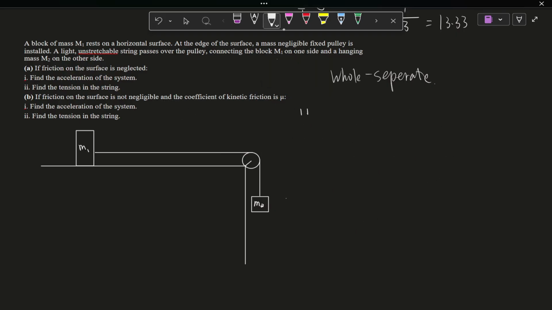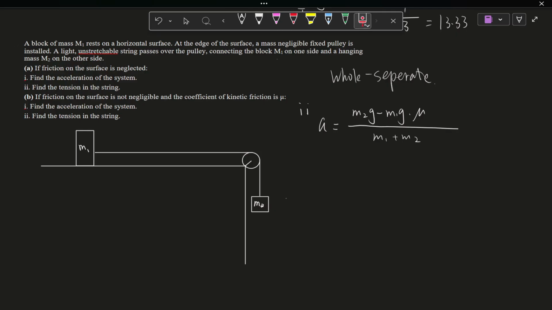Now, second part. Find the tension in the string. For the first part, we already got a is equal to, if I remember correctly, m2g minus m1g times mu over m1 plus m2. And then let's do the separate part in the whole-separate method. Let's analyze mass number 2 again, because it's just easier.